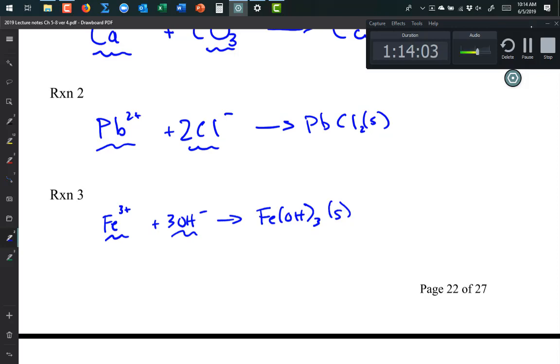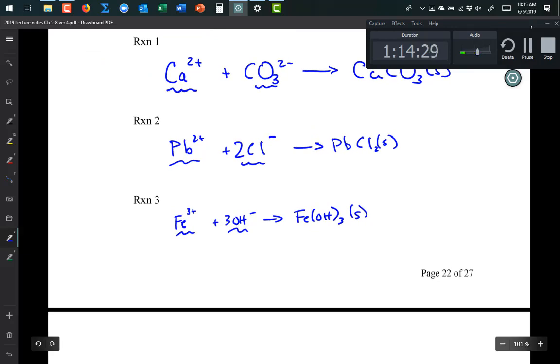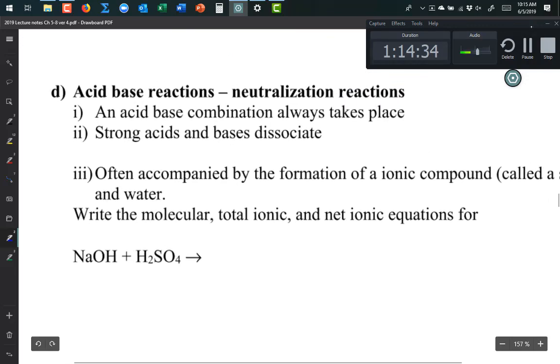So, summarizing, if it's a double replacement reaction with two ionic compounds, and it forms a solid, we call that a precipitation reaction, and we know the reaction will take place. We predict the products by taking the reactants and writing their ions out and seeing what the products are, and then we check their states. And then there's that total ionic and net ionic. So now we have to talk a little bit about neutralization reactions.